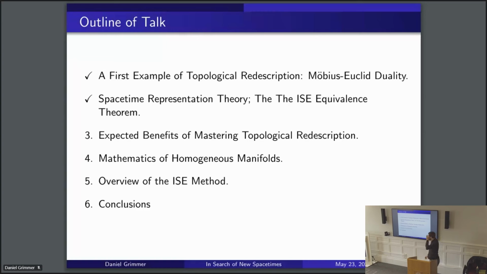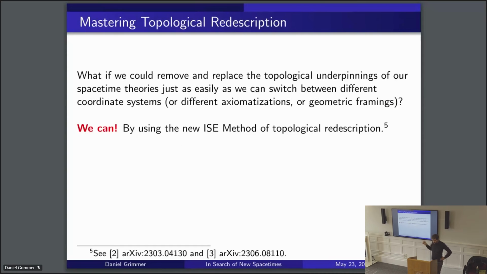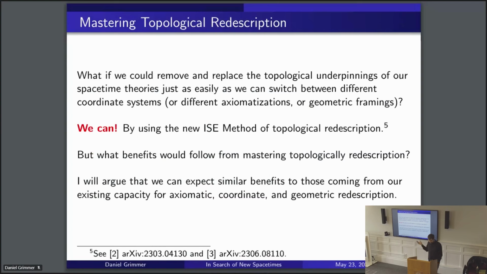Okay, so what can we expect if we pull off this feat and get these topological redescriptions under our mathematical control in the way that I'm saying that we can? So what if we could remove and replace the topological underpinnings of our space-time theories just as easily as we could switch between different coordinate systems or axiom systems or geometric framings, put those kinds of tools on the table, right? And we can, using this ISE method that I've spent my thesis developing. But what would be the benefits?